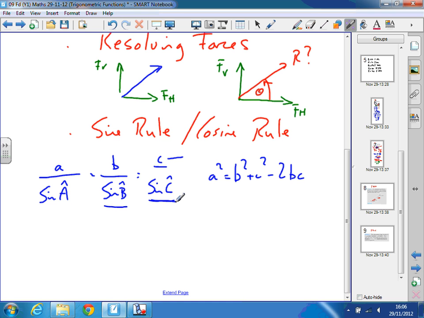In this particular case, we don't, so we have to use the cosine rule, which I've just noticed I didn't finish off. It's a squared equals b squared plus c squared minus 2bc cos A. So if we can add that. Very important omission. I don't know what happened there. And that's what we're going to use here.